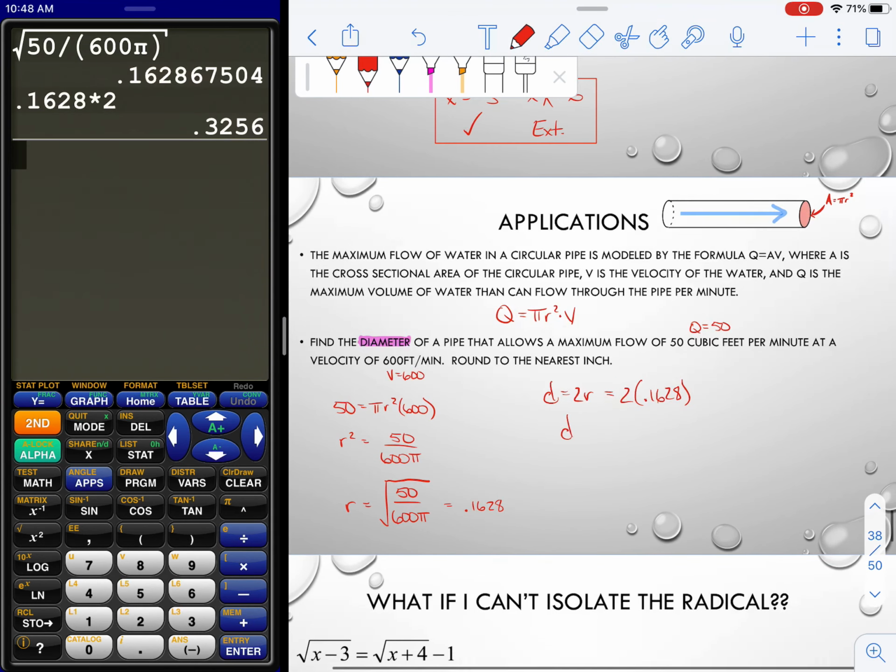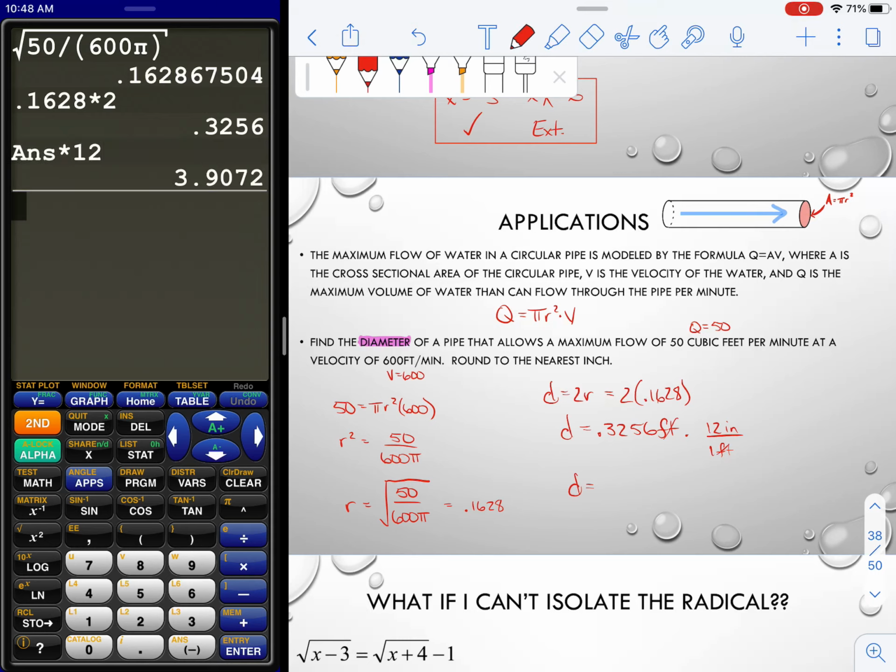Right, and we're going to get a diameter of 0.3256. All right, and again, this is in feet. If I want to convert feet to inches, there are 12 inches per foot, so I need to multiply by 12 inches in 1 foot. When I make my conversion here, if I multiply by 12, we're going to get 3.9072 inches, or a 4-inch pipe.